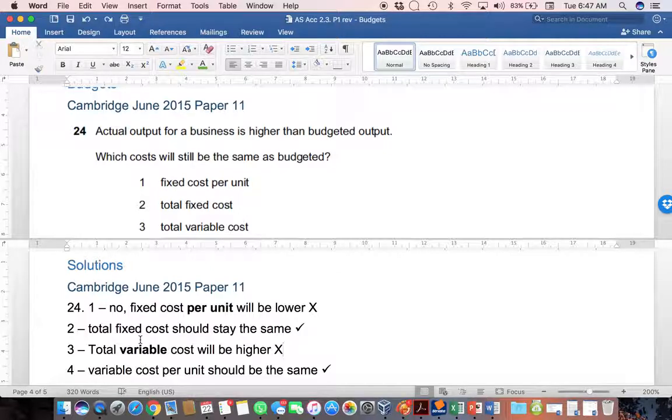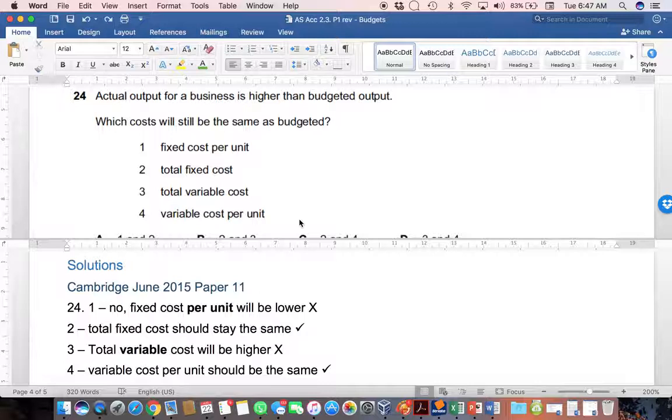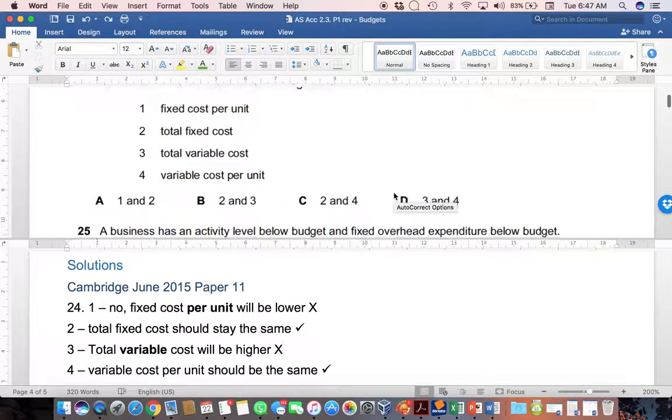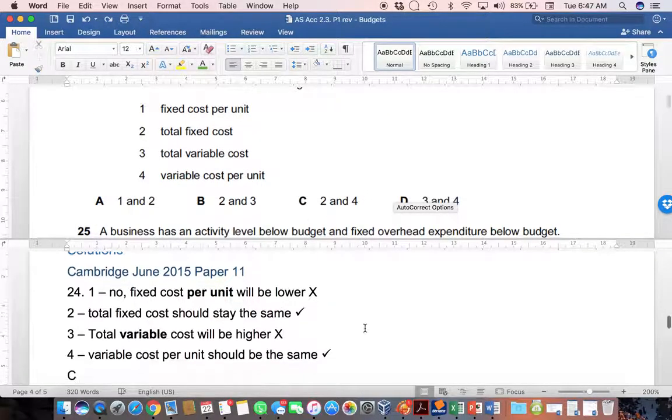Number three, the total variable cost should actually be higher because, again, by definition, variable means that when production changes, the variable cost total is going to change. Number four, the variable cost per unit, however, should stay the same because that is where we expect that the variable cost will be identical for each particular unit, and if you have a higher level of production, your per unit cost will stay the same, and that's why your total cost will be higher. So we like options 2 and 4, and therefore we will choose C as the answer.